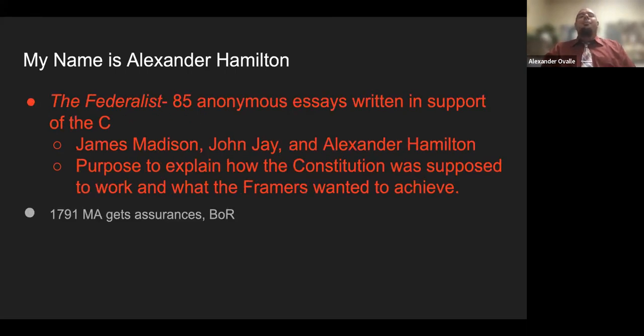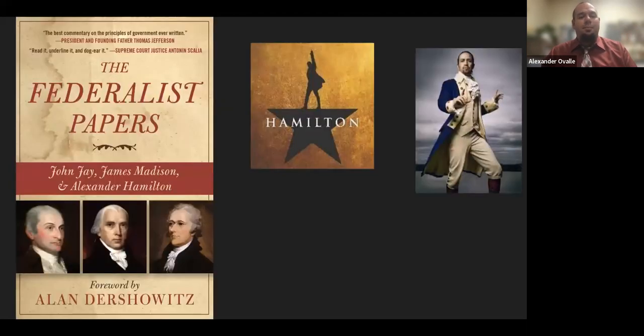So, Alexander Hamilton, enter Alexander Hamilton. The Federalist were 85 anonymous essays written in support of the Constitution, written by 3 main authors, James Madison, John Jay, and Alexander Hamilton. They were mainly written all by Alexander Hamilton. And the purpose of the Federalist was to explain how the Constitution was supposed to work and what the framers wanted to achieve. In 1791, Massachusetts got assurances of a Bill of Rights being talked about.